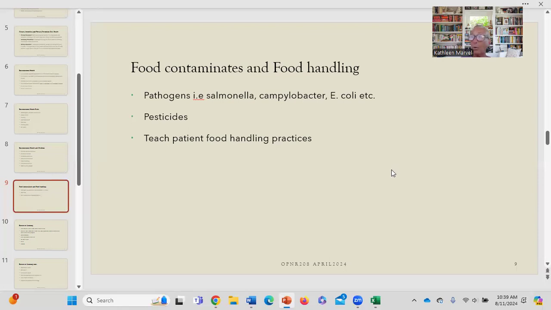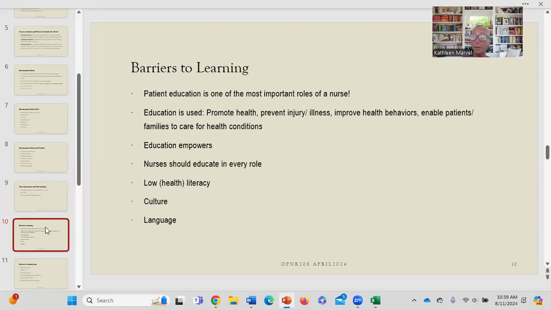And then we know about food contaminants. Food contaminants include pathogens like salmonella in chicken, E. coli in beef and your greens, pesticides, antibiotics that are put in crops. So there's a lot of environmental risks. Okay. We'll talk more about those when we get into class this week.